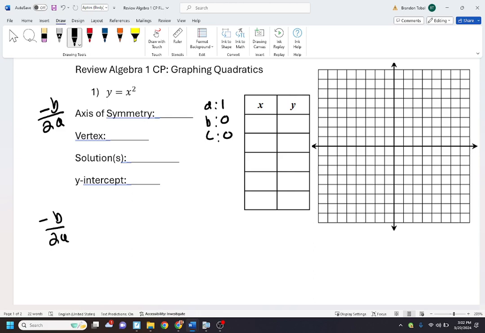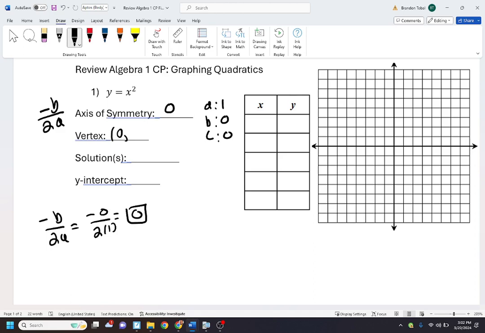So, in this case, I'm going to plug it in. Negative 0 over 2 times 1. But we don't really care because 0's on top. So that's going to be 0 overall. Why is it times 1? A was 1. So I have to do 2 times 1 technically. Come on, Jacob, you know this. So the axis of symmetry is 0. That also makes the x of my vertex 0.